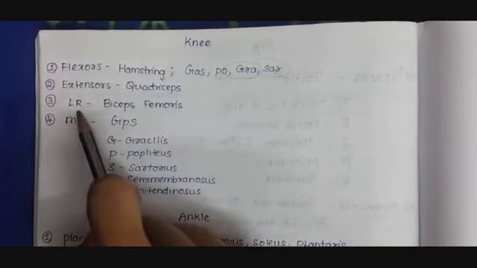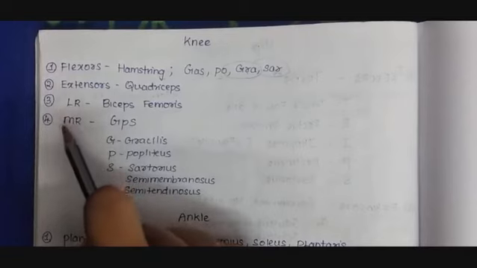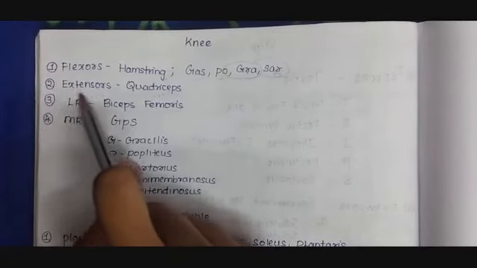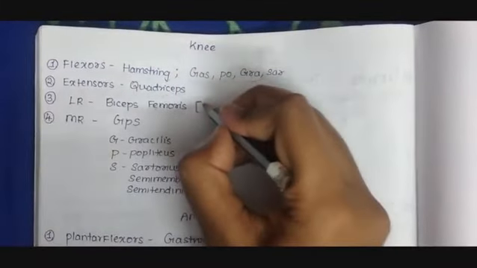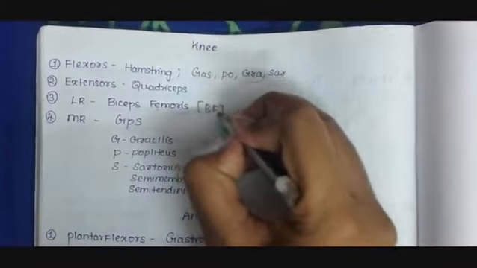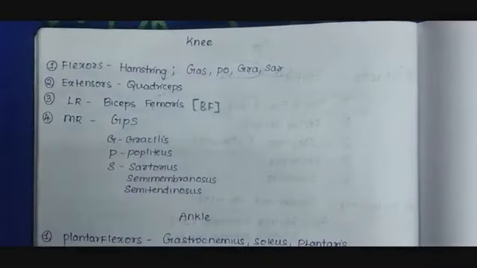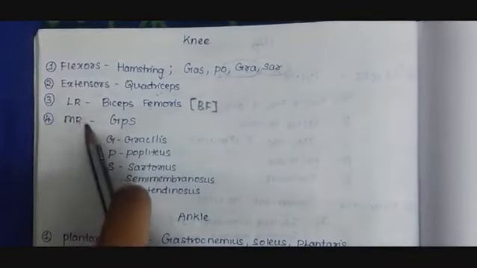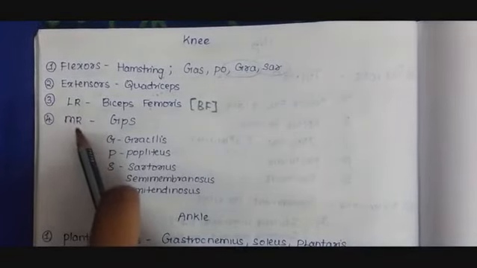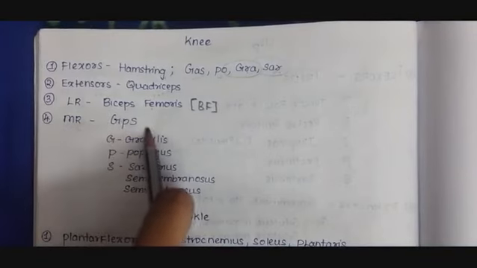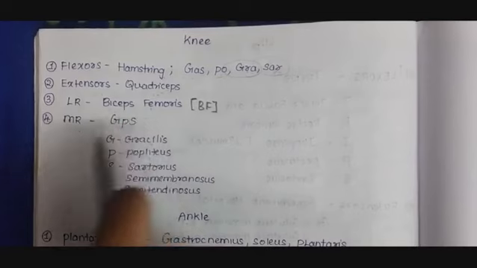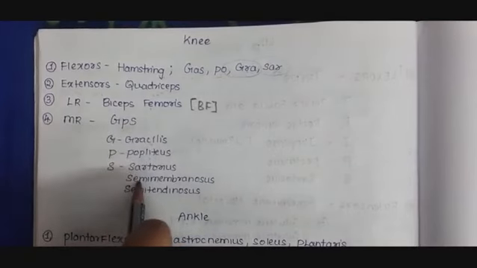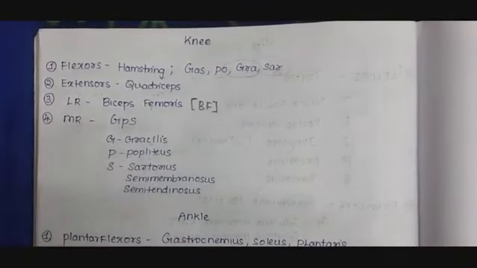Lateral rotation and medial rotation, which lock and unlock the knee, right? So lateral rotation is by the biceps femoris muscle. In order to remember that, just try to remember BF, which is nothing but best friend. And medial rotation, in order to remember the medial rotators, you have to remember the mnemonic GPS. G stands for gracilis, P stands for popliteus, and S stands for sartorius, semimembranosus and semitendinosus muscle.